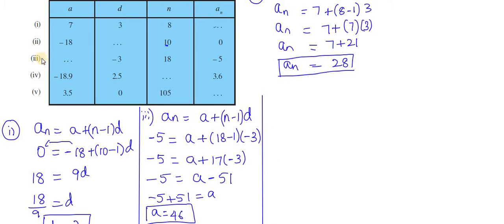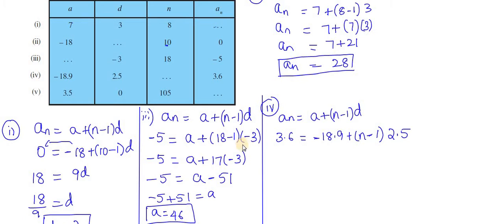Now what is the next, the fourth one? Okay, now I substituted the values here. So AN value is 3.6. So I substituted AN value 3.6, and A value is 18.9. So I substituted 18.9 plus (N minus 1) into 2.5. So N minus 1, why? Because we don't know what N is, we need to find N. So I wrote N minus 1 as it is, and 2.5 is the value of D.